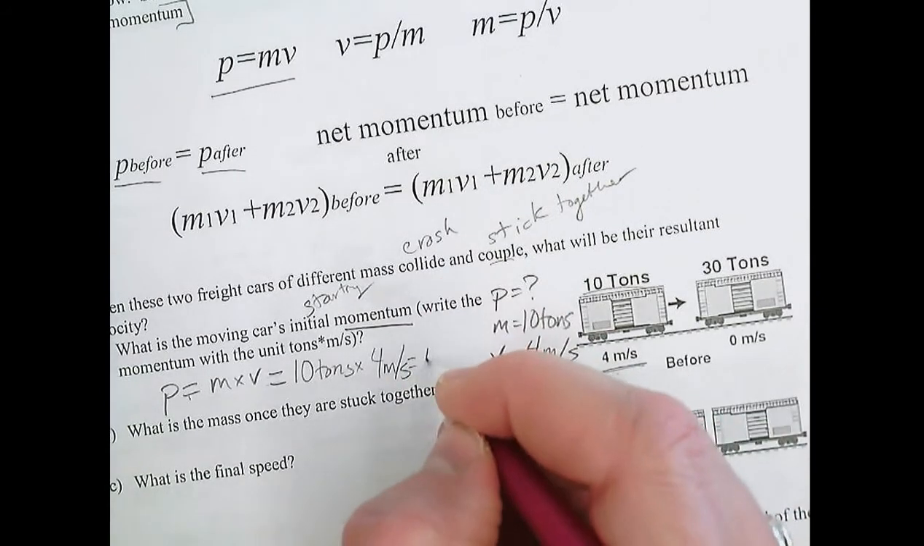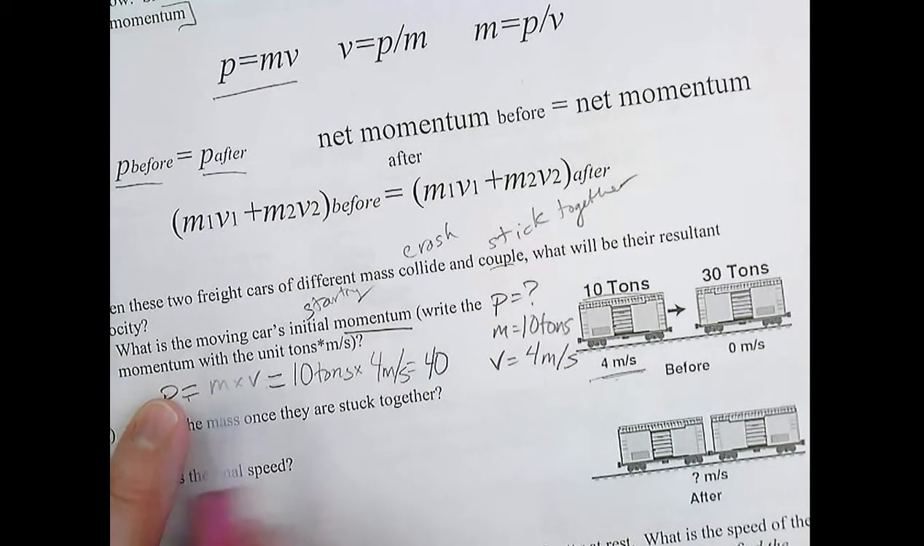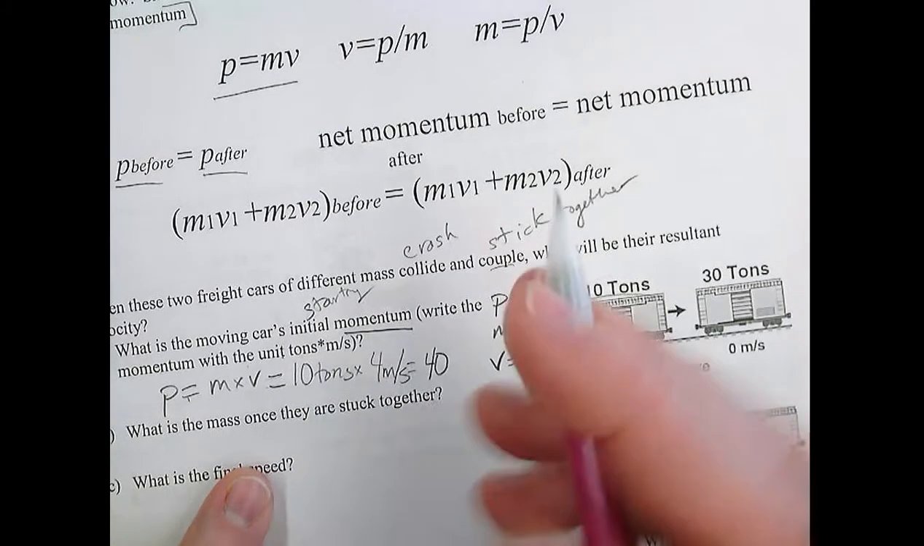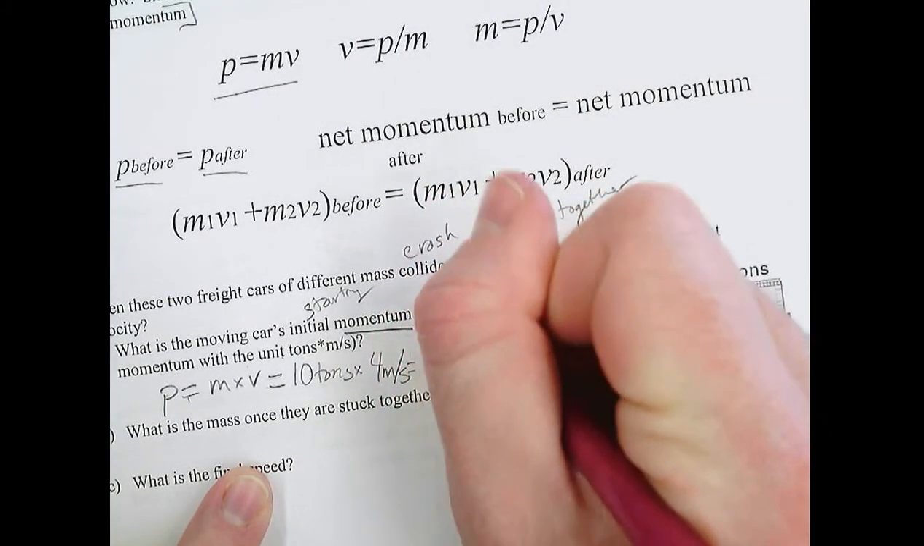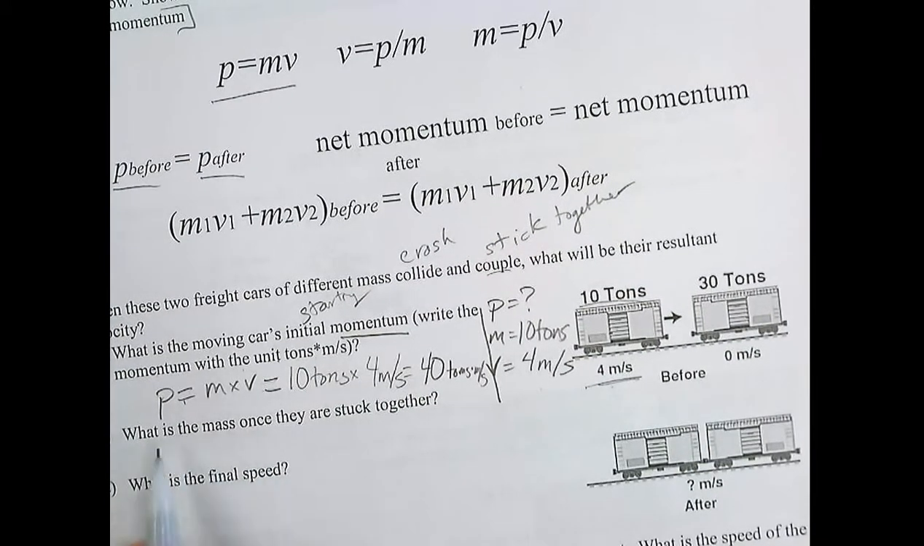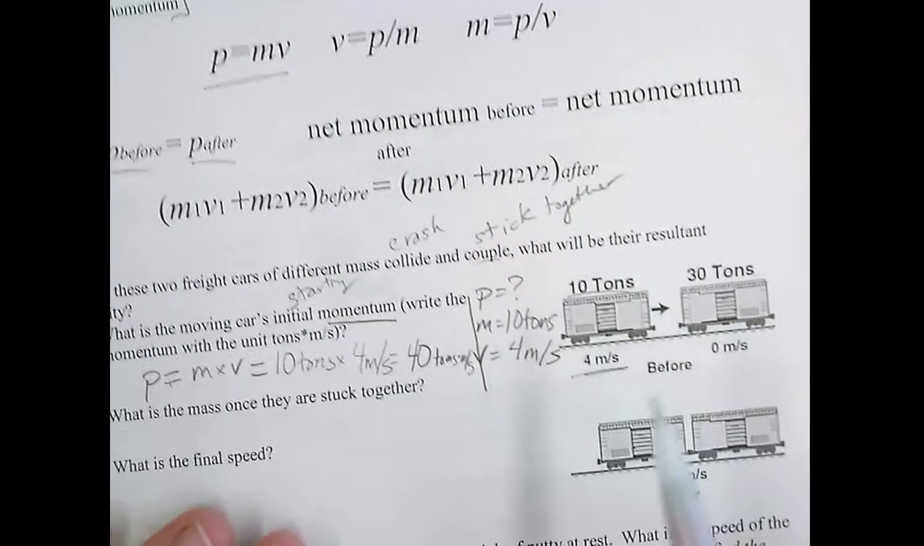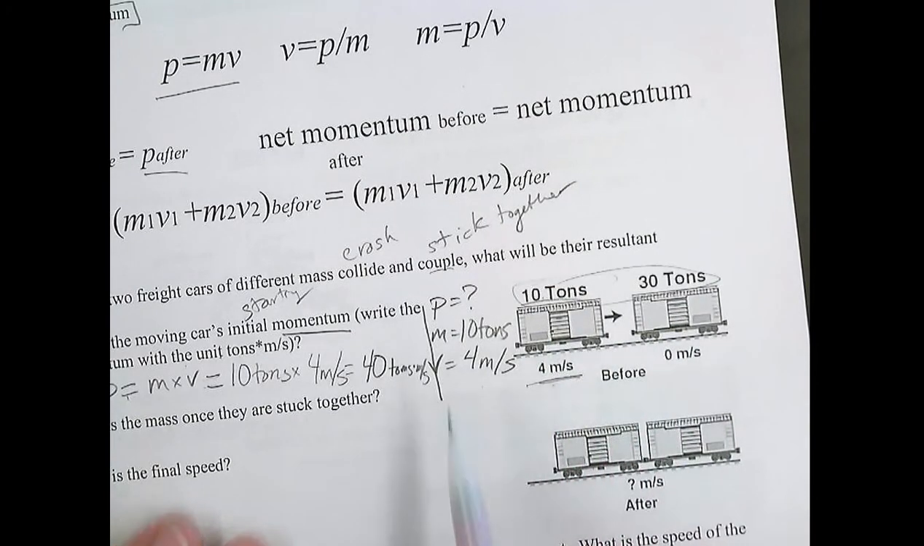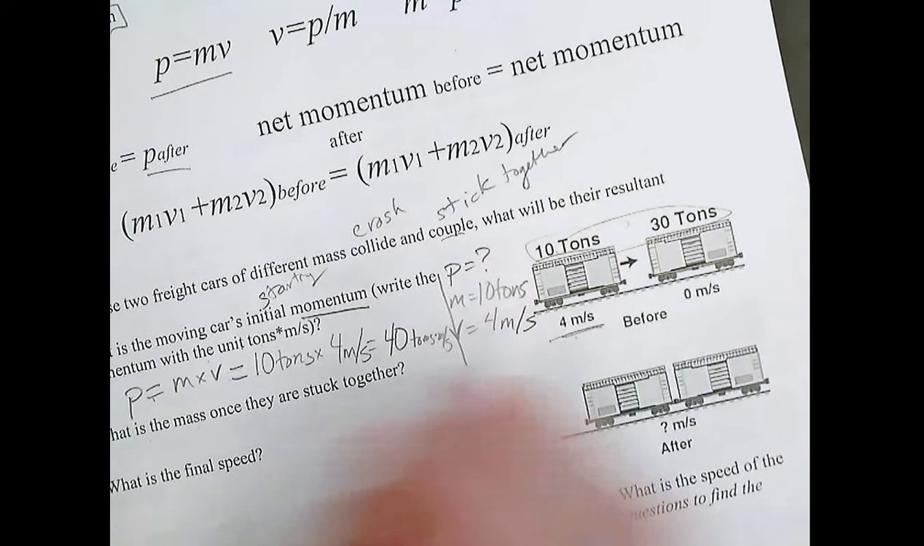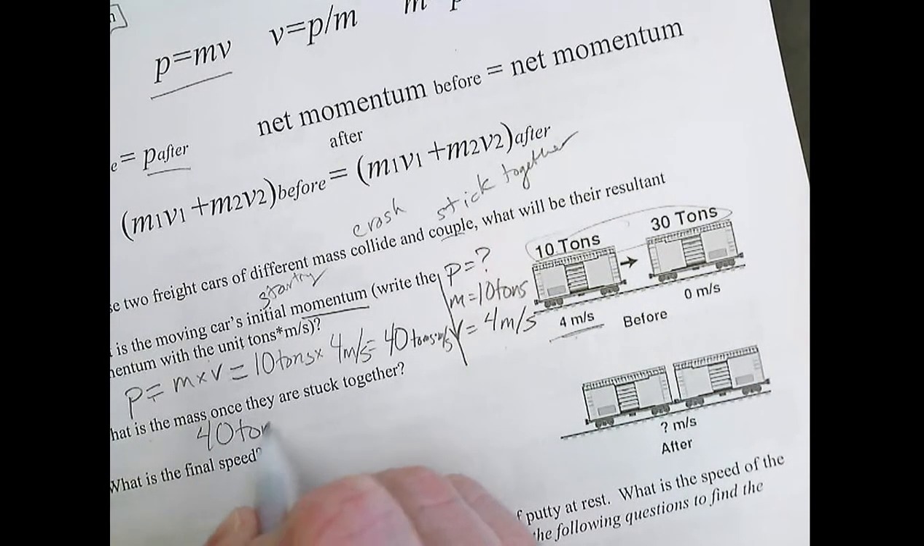And I get 40. Now what am I doing for a unit? Oh, it says write the momentum with the unit tons times meters per second. 40 tons meters per second. Sorry, I ran out of space there. What is the mass once they're stuck together? Okay, well, these two are getting stuck together, so it's just their total mass. And whenever we hear the word total, we know we have to add. 30 plus 10 is 40 tons.